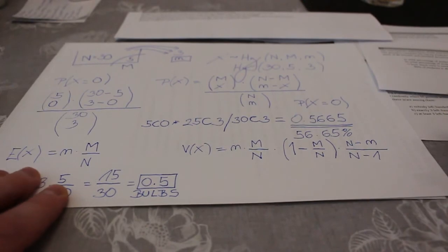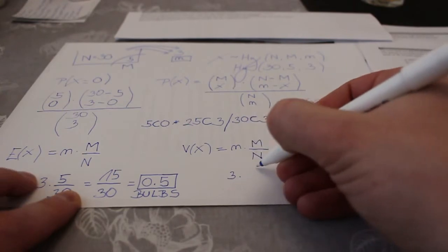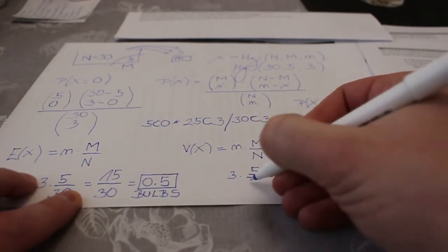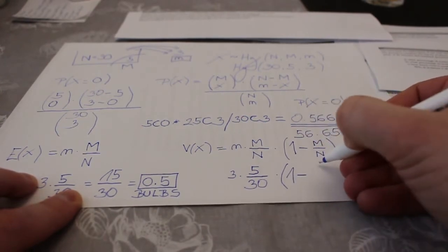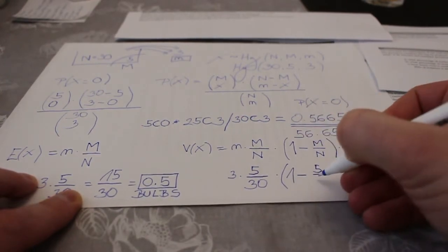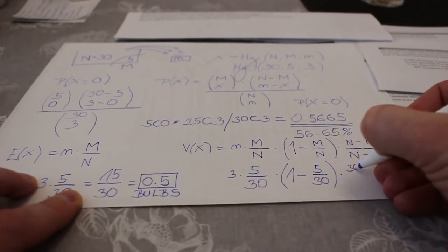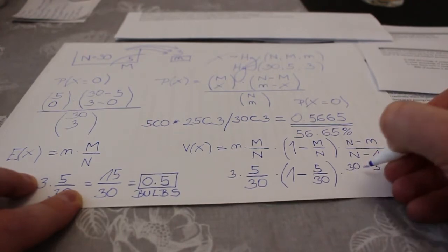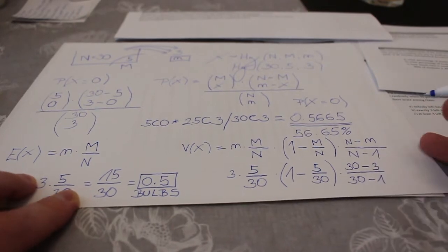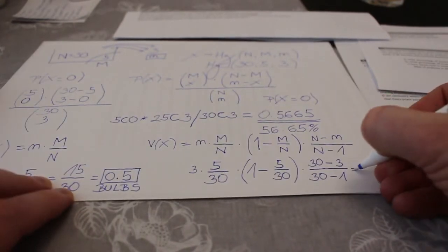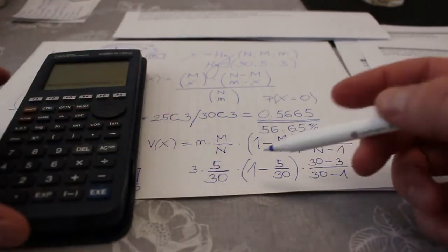So I will use the values which I know: 3 times 5 divided by 30, times 1 minus 5 divided by 30, times 30 minus 3 divided by 30 minus 1. So this will be the variance. So I will use the calculator.